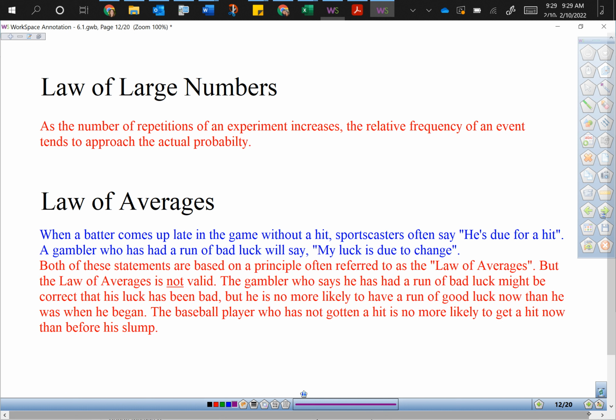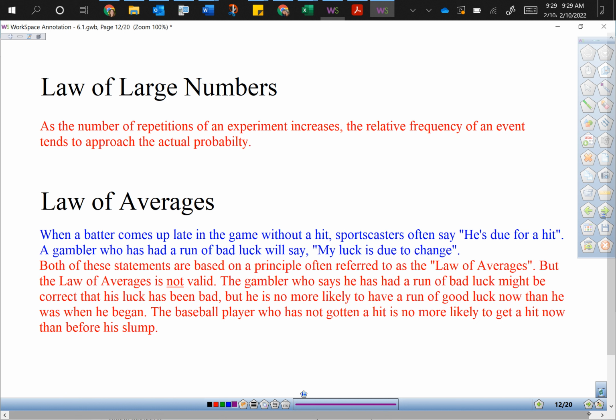Now, a lot of people get the law of large numbers confused with the law of averages. So the law of averages, here's a good example. When a batter comes up to the plate late in the game without a hit, sportscasters, you'll hear them say, he's due for a hit, right? Or a gambler who has had a run of bad luck will say, my luck is due to change. The difference between the law of averages and the law of large numbers is this. Both of these statements are based on a principle often referred to as the law of averages, but the law of averages is not valid.